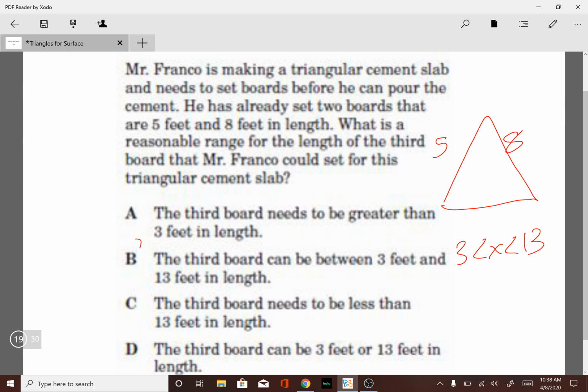Now, A and C only give us one bound. We know there's got to be an upper and a lower. And D says that it can be 3 or 13, but we know it has to be somewhere in between there. It can't actually be 3. It can't actually be 13.